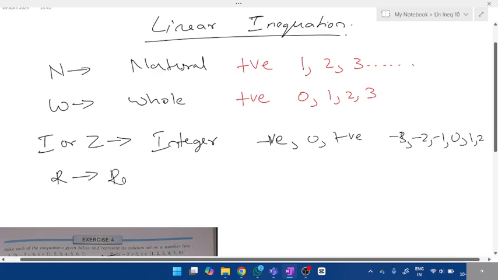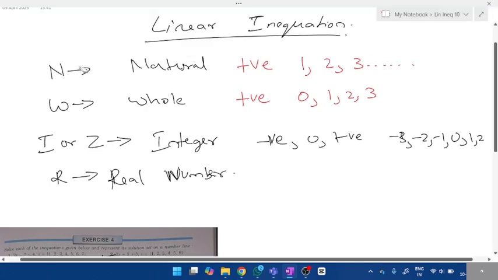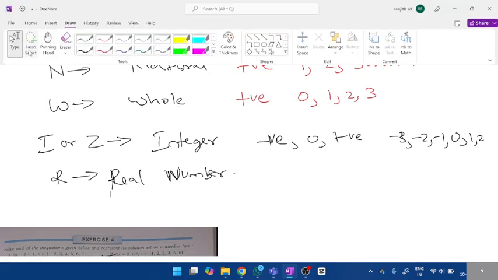R stands for real number. Real number is nothing but all the numbers: natural number, whole number, integer, even number, odd number, all those are known as real numbers. Okay, rational, irrational, everything comes under real number. So R stands for real number. And these notations you have to remember. Next is number line.